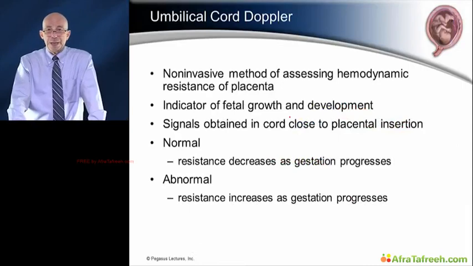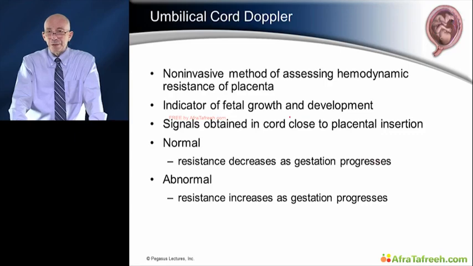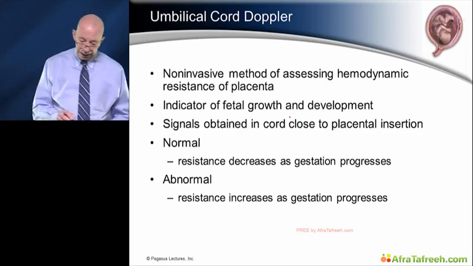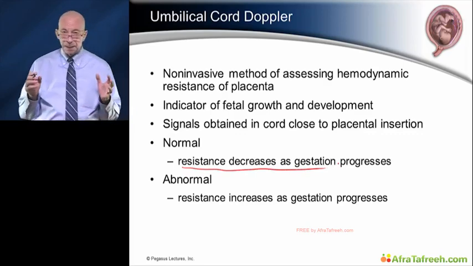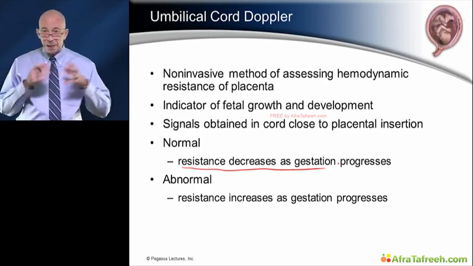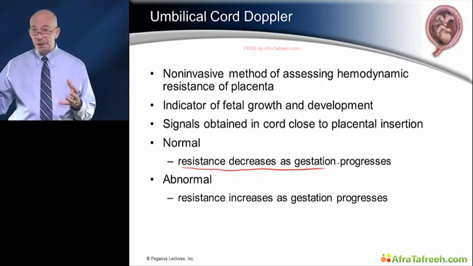Umbilical cord Doppler is a non-invasive method of assessing the hemodynamic resistance of the placenta. It can be an indicator of fetal growth and development, and typically the methodology involves obtaining these signals in one of the arteries in the cord close to the placental insertion. Normal hemodynamic patterns of umbilical artery Doppler are that the resistance decreases as gestation progresses. The placenta becomes more receptive to blood flow, less resistive as gestation continues.